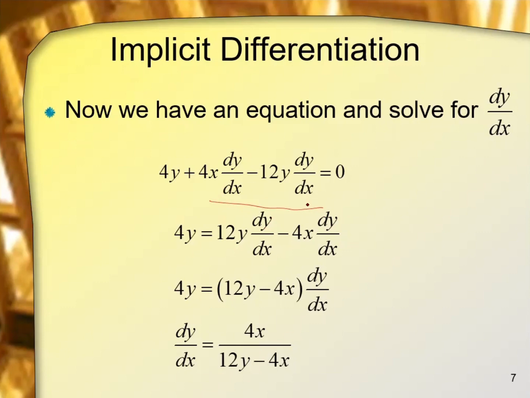Our goal here is to group and factor out. So factor out the common term here, 12y minus 4x, times dy dx. So the final answer, solving for dy dx, is 4y over 12y minus 4x. So this is now the final answer. That is the dy over dx, implicit, since you cannot solve for y.